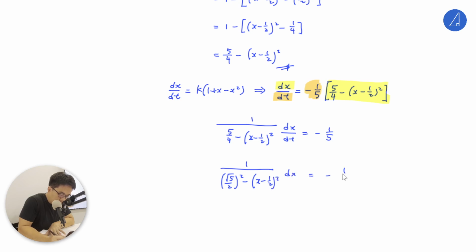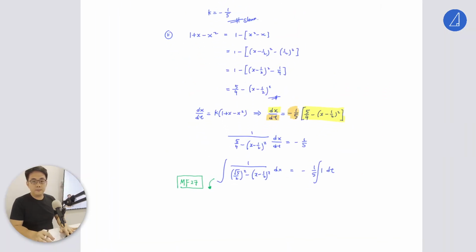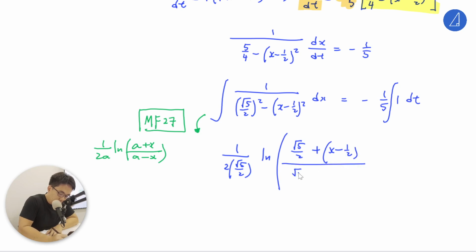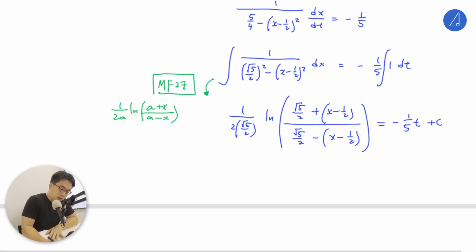Okay, then you just multiply the dt to the other side. I like to put a 1 there because I like to put the minus 1/5 outside, but if you want to put it inside, also can. Here you just use MF27. So here you'll get 1/2, this is your a, root 5 over 2a, ln of root 5/2 plus this x here over root 5/2 minus x, equals minus 1/5 t plus c.